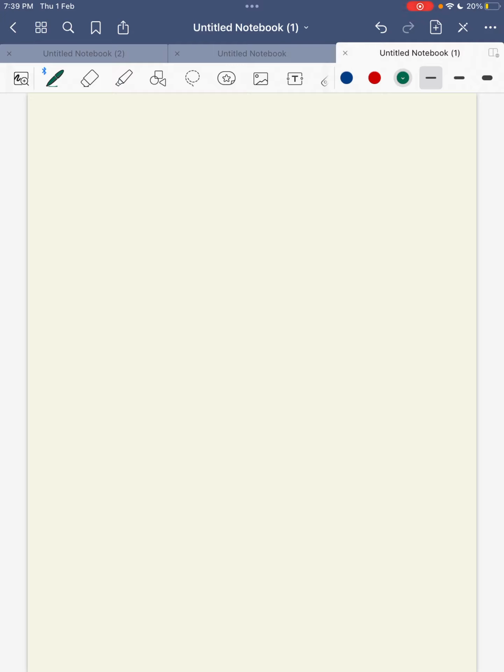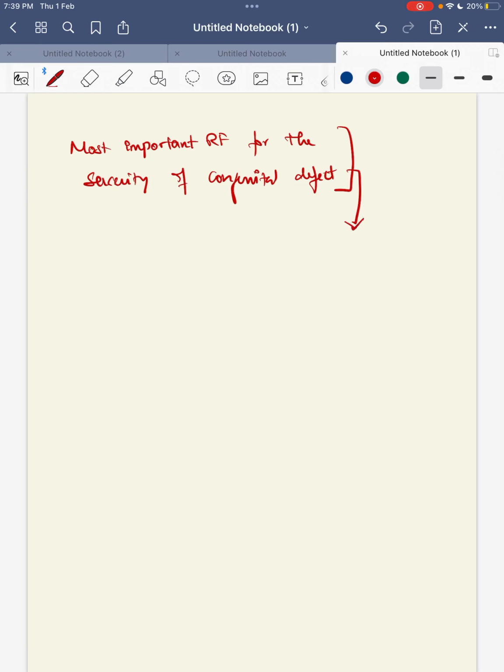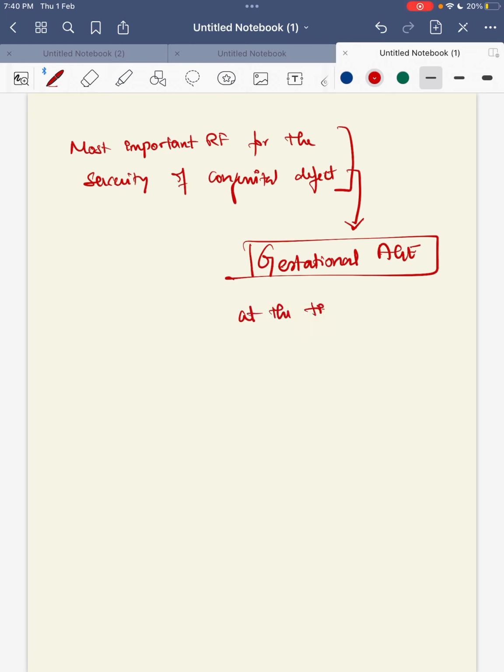Next, how do the defects differ from child to child depending upon the gestational age? The most important risk factor for the severity of the congenital defect depends upon the gestational age at the time of infection.